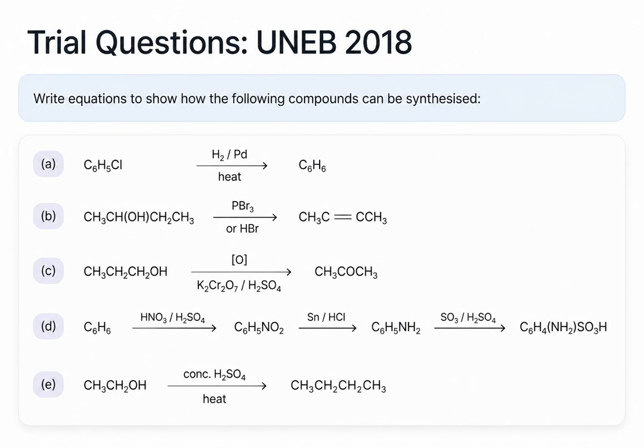The UNEB 2018 questions shift focus slightly. You will need to know how to remove a chlorine atom from a benzene ring, how to form an internal alkyne like but-2-ene from a secondary alcohol, and how to convert a primary alcohol, propan-1-ol, into a ketone, propanone. There is also a classic electrophilic aromatic substitution problem, synthesizing 4-amino-benzene sulfonic acid from benzene, which requires careful consideration of directing groups and the order of nitration and sulfonation.